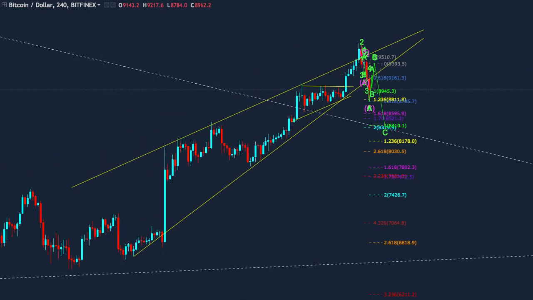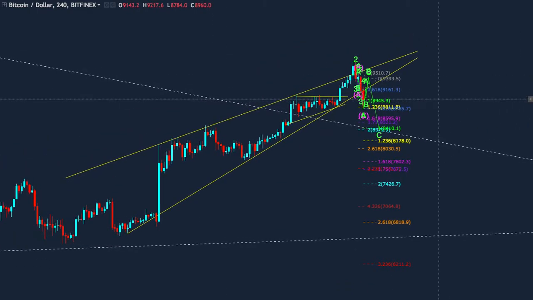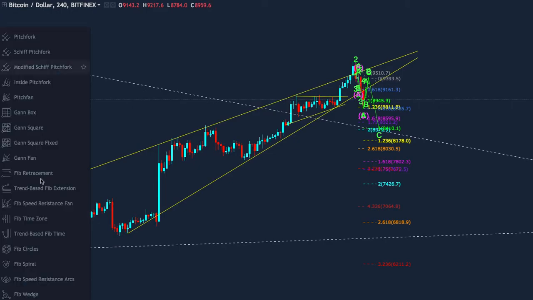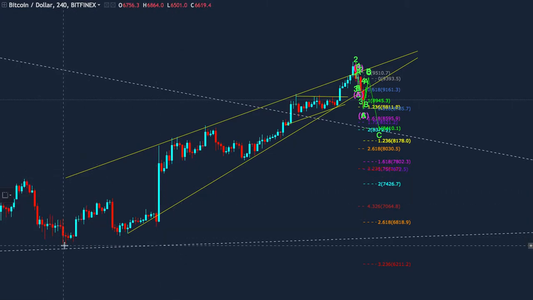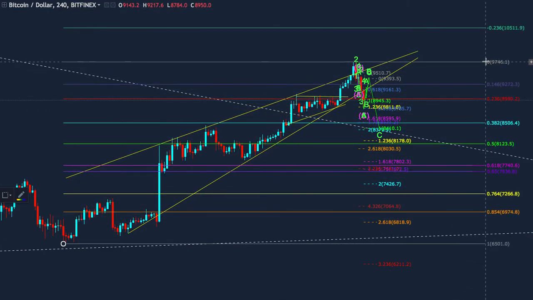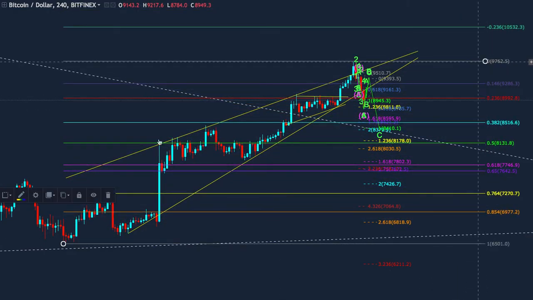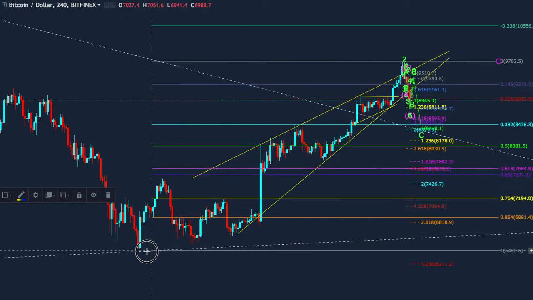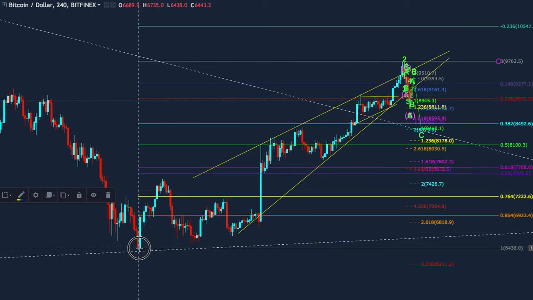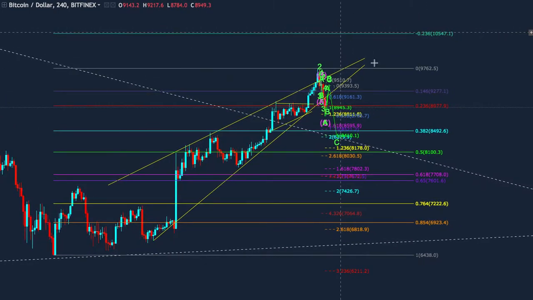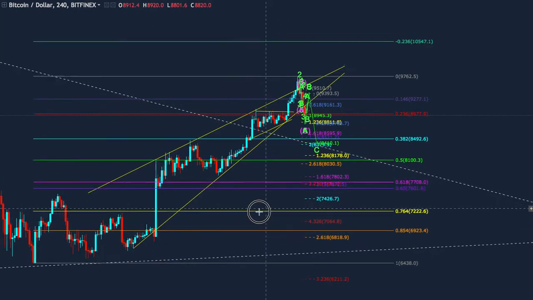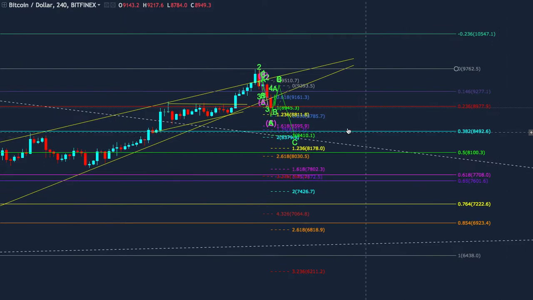So if we look at this move very easily, what we can do is just do a fib retracement of this entire bull run here. That looks pretty good. Let's see if this point is a little bit better. Yeah, this point's a little bit better. So what I'm looking for here is price action to respect this fib retracement. So this one looks pretty good.